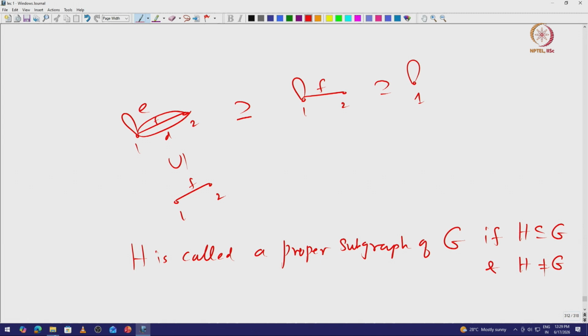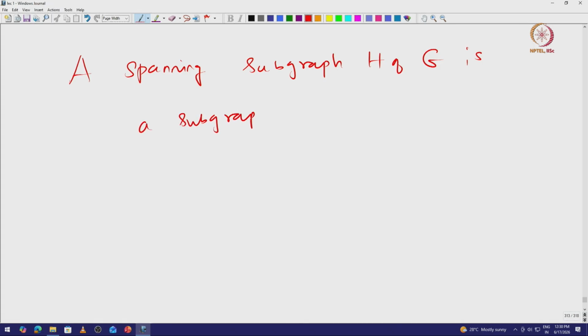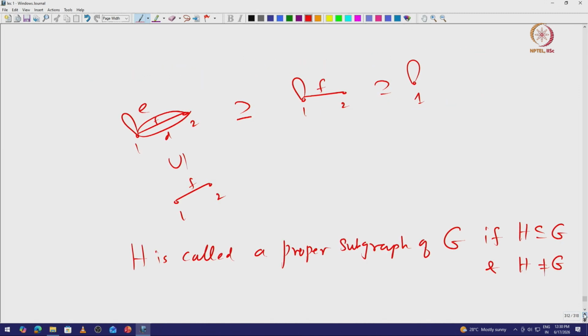So, what is a spanning subgraph? A spanning subgraph of G is a subgraph whose vertex set is the same as the vertex set of G. So, a spanning subgraph H of G is a subgraph with the vertices of H the same as the vertices of G. Okay. For example, here, this is a spanning subgraph and this is a spanning subgraph and so on. So, it already tells you that there could be many spanning subgraphs, that is not a problem.